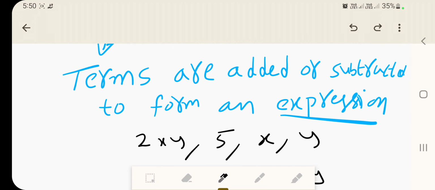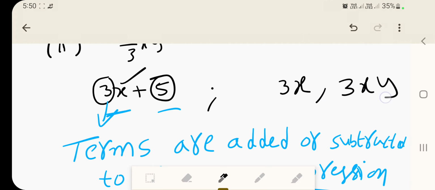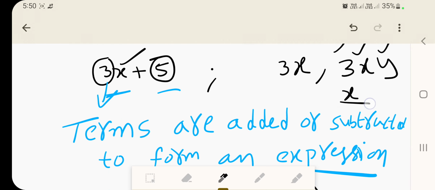What is an expression? An expression is the sum or difference, addition or subtraction, of terms. And what is a term? It can be a combination of a constant and a single variable, or 3xy, two variables and a constant, or it can be x by y, or x square by y, or x square by 2. So these are all called expressions.